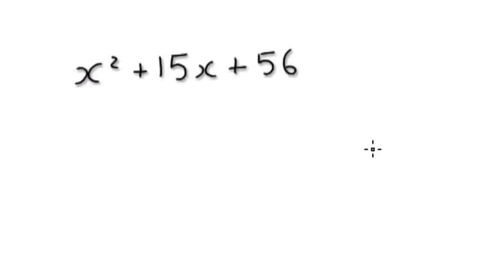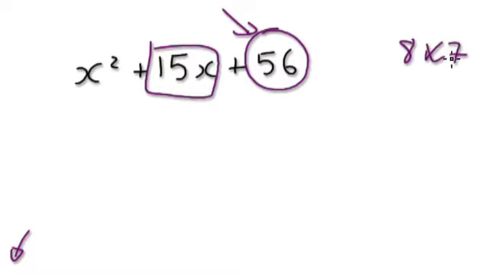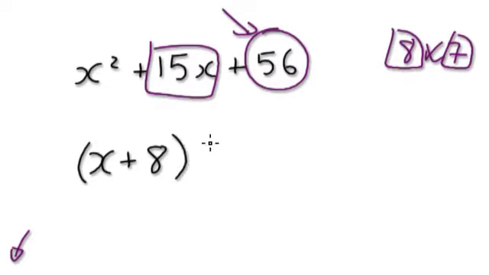Okay, next one here. Press pause and have a go. Okay, your eyes should zoom into here. What two numbers, when multiplied together, will give you this, but when added together give you 15? It turns out to be 8 times 7, which is 56, and when you add these two, it will give you 15. So your answer is x plus 8 and then x plus 7.